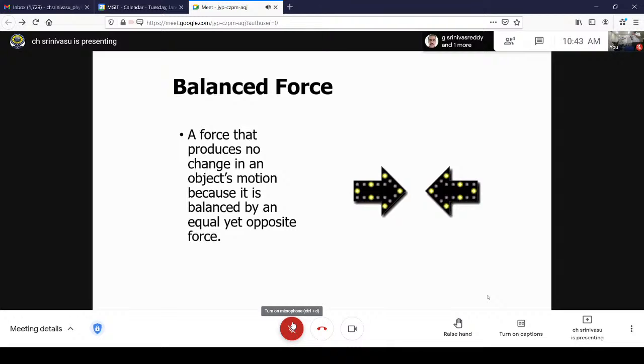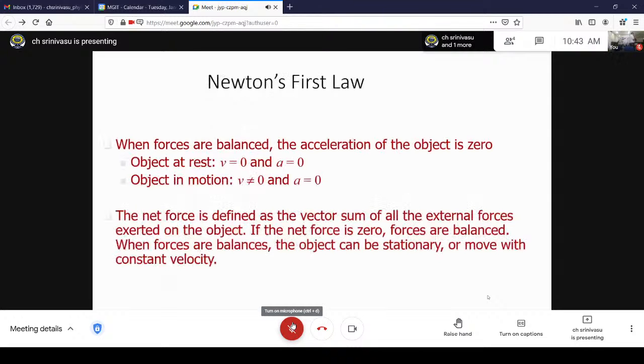Now, this is a balanced force. When the forces are balanced, the acceleration of the object is zero. An object at rest is the case where velocity is zero and acceleration is zero, and an object in motion has non-zero velocity and zero acceleration. The net force is the sum of all the external forces exerted on the object. If the net force is zero, the forces are balanced.